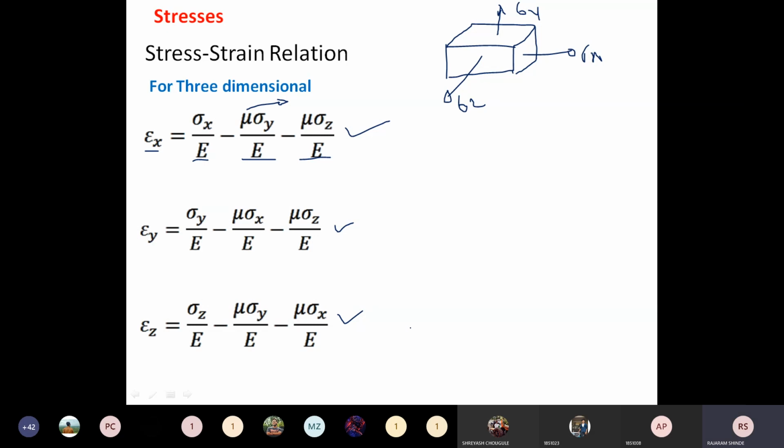Now same thing when we repeat or when we use for shear strain. Shear strain, you know the relation between the shear strain and shear stress. What is that relation? What is the relation between shear stress and shear strain? Yes?